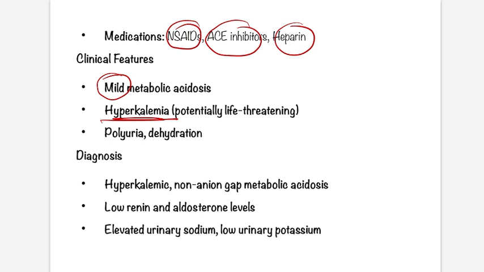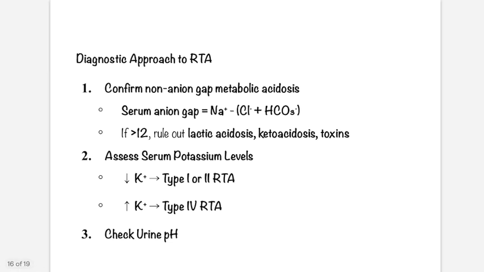This will be more. So hyperkalemic non-gap metabolic acidosis, low renin aldosterone levels will be seen. Okay, now I discussed all these RTA. Just pay attention, keep your attention here. How will you diagnose? Just a simplified approach.